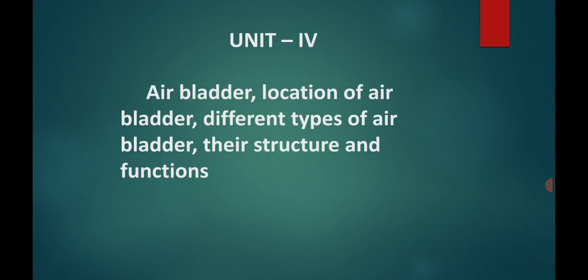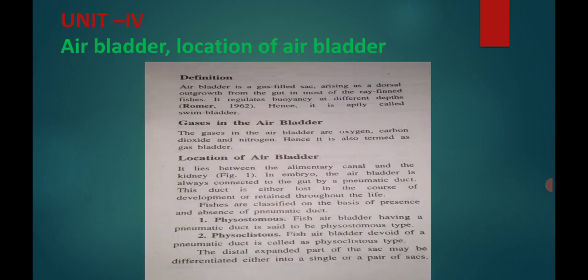Now, in this we are studying unit number 4. In that, the topic is air bladder. In this topic we are studying the location of the air bladder, then different types of air bladder, then their structure and functions in different fishes. Firstly, we are seeing the location of the air bladder.